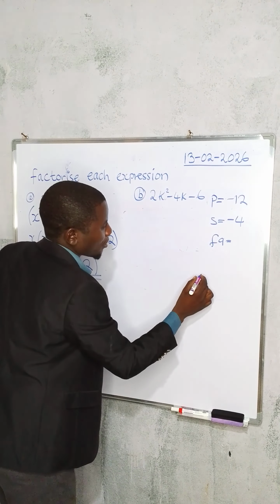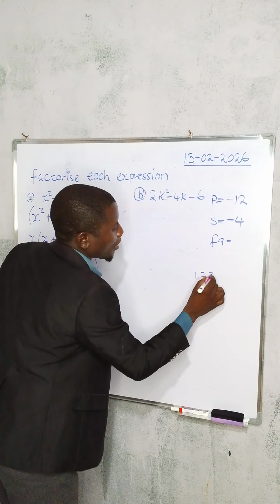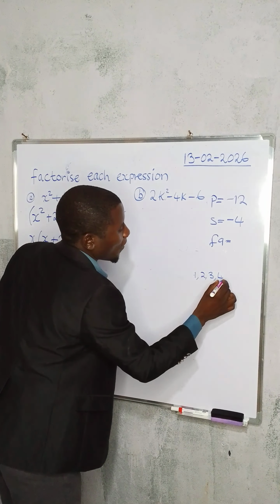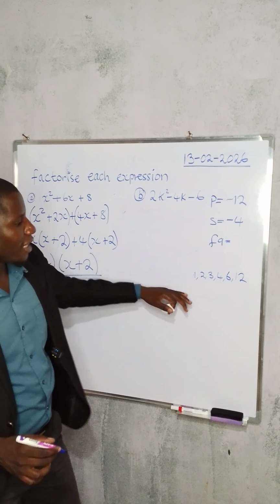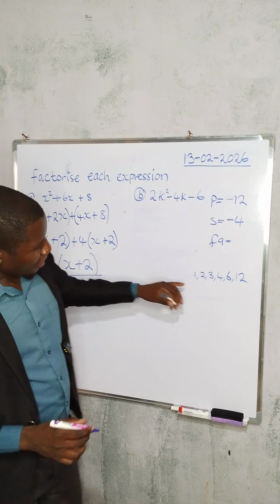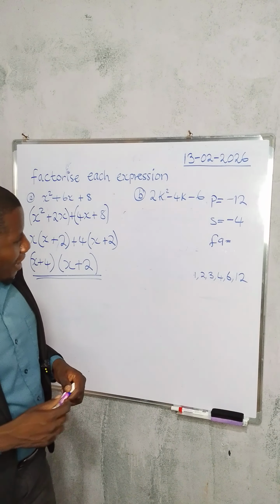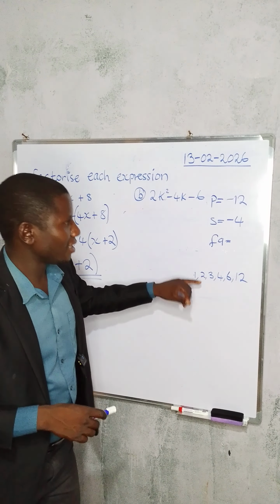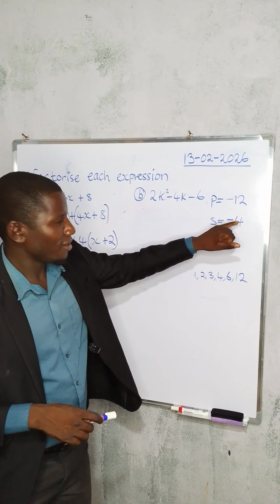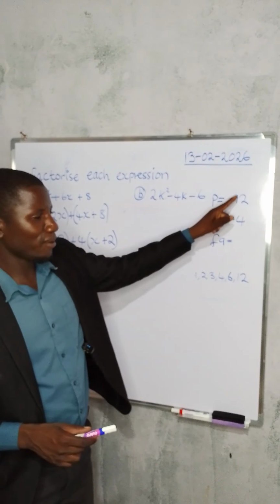So we are going to say 1, 2, 3, 4, 6, 12. So these are the factors of 12. So now from these factors, let us identify two numbers, two factors such that when we add those two numbers, they should give us negative 4. And when we multiply them, they should give us negative 12.